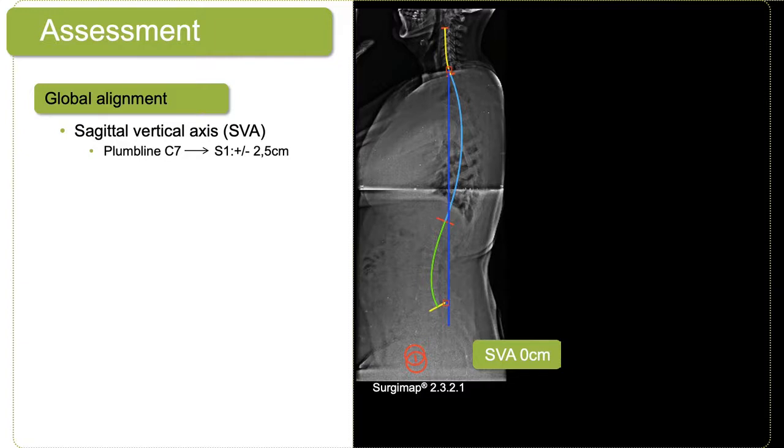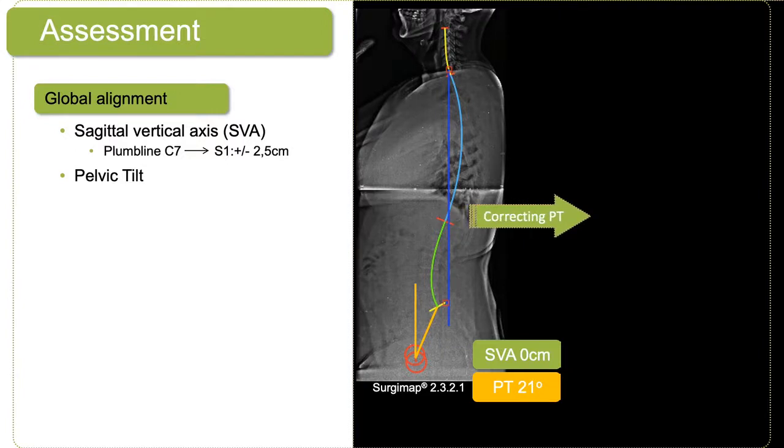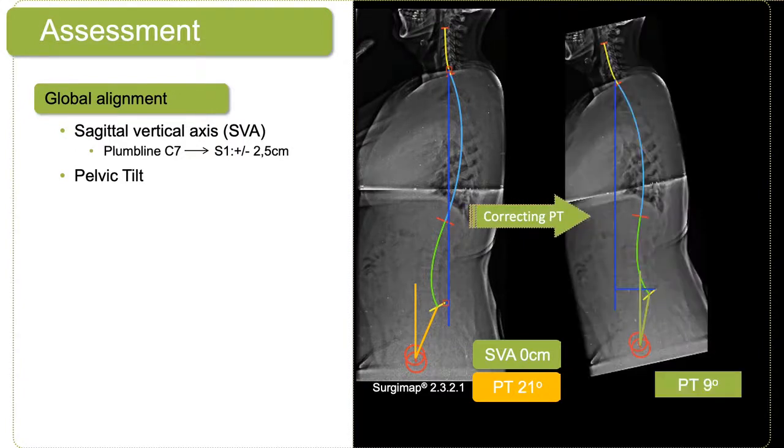For individuals with an average or high PI, retroversion of the pelvis is the first mechanism, with an increase of the pelvic tilt, seen in our ortho colleague with a pelvic tilt of 21 degrees. When we correct the pelvic tilt to a predicted value, look what happened: the SVA increases to 11 centimeters. So our patient is not well balanced.